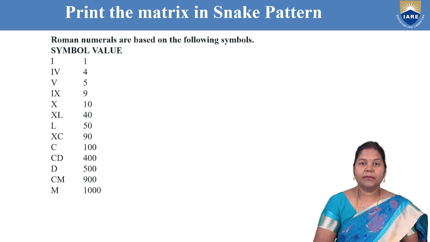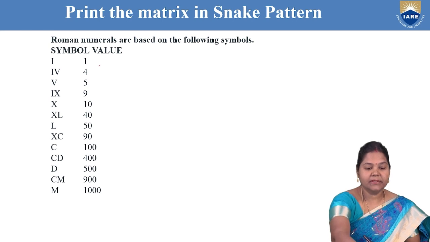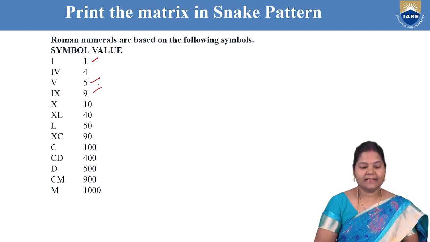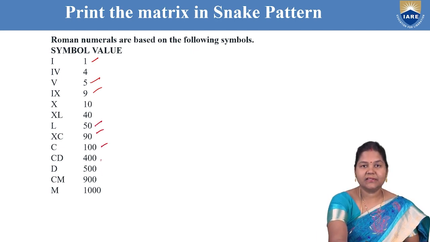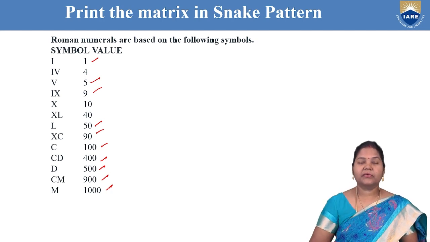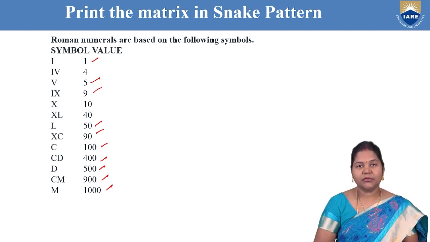Before writing this program, we should know what symbols the Roman number system contains and their equivalent decimal values. These are the symbols: I is 1, IV is 4, V is 5, IX is 9, X is 10, XL is 40, L is 50, XC is 90, C is 100, CD is 400, D is 500, CM is 900, and M is 1000. These are the different symbols and equivalent values you must know.